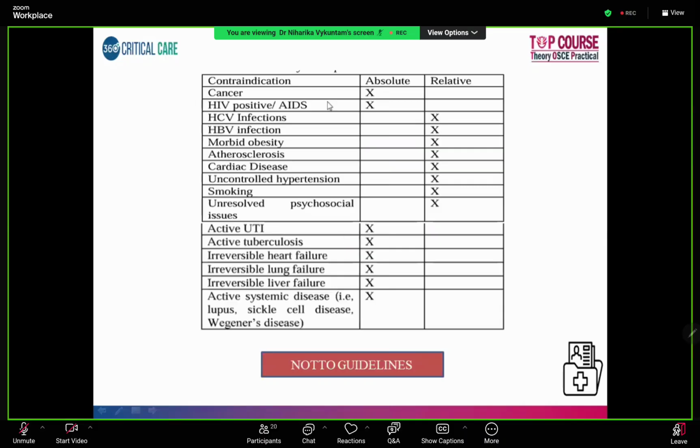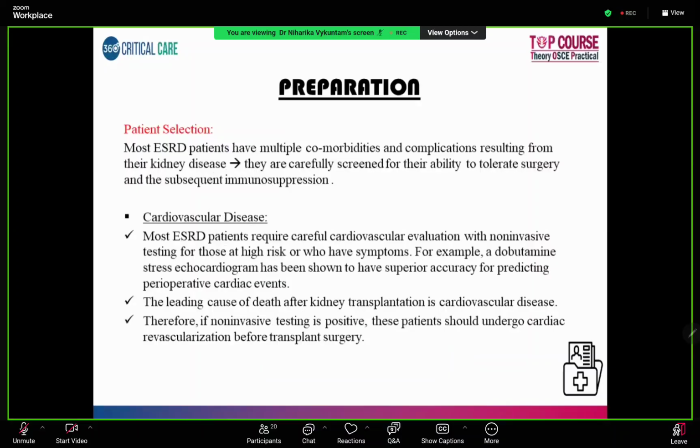Coming to the relative contraindications, HBV and HCV infections are considered relative contraindications, but HIV is an absolute contraindication. And morbid obesity, atherosclerosis, underlying cardiac disease, uncontrolled hypertension, smoking, and unresolved psychosocial issues are the relative contraindications. Now coming to the preparation. First we will see about the recipient and then we'll go to the donor.